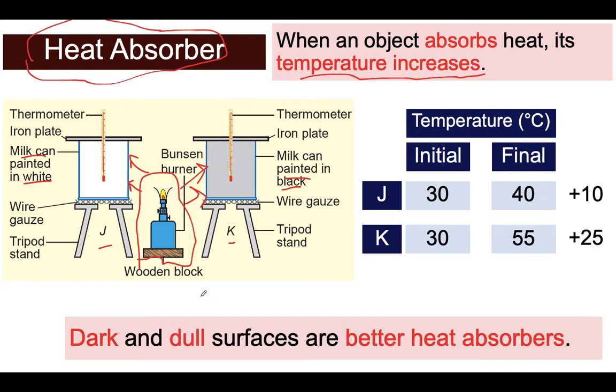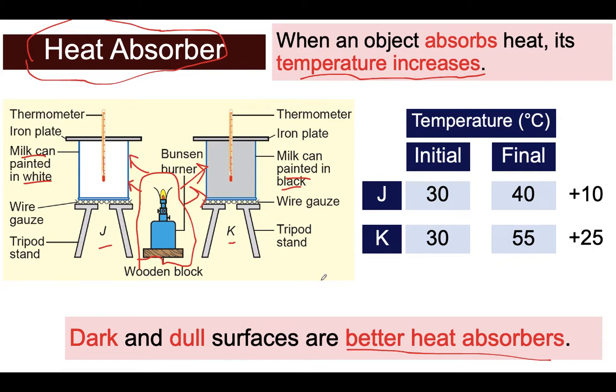That is right, milk can K. So milk can K has a dark and dull surface. So this shows that a dark and dull surface is a better heat absorber.